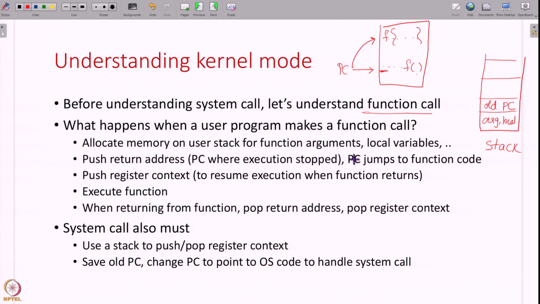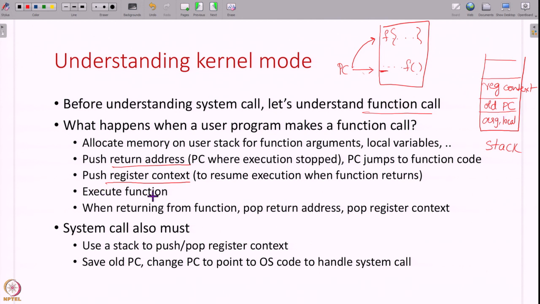Why? Because now you are jumping, your program counter is being updated to a different location to run the function code. And when the function finishes, you have to go back and resume, right? How do you know where to resume? That is why you store the return address or the old value of program counter on the stack. And you also store the register context on the stack, right? Some register context is also stored on the stack. Why is this? Because before you made this function call, maybe you loaded some values into general purpose registers, you are about to do some computation and then this function call happened, right? So, when you return back from the function, you expect to continue whatever you were doing. Therefore, this register context also is saved on the user space stack when a function call is made.